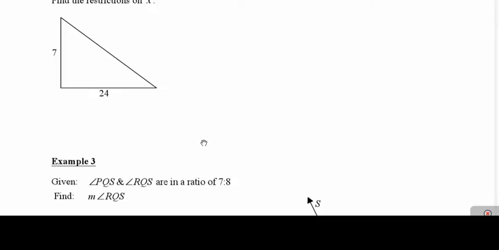In example 2, we are also going to use the triangle inequality theorem to find the restrictions on side x. If we are given that two of the sides of the triangle are 7 and 24, then there's a couple things we must consider. 7 plus 24 must be greater than the third side, which is x. So this will give us one of our restrictions. And we know that sum, 7 plus 24, is 31, so x cannot be greater than 31. Otherwise, it would not satisfy the triangle inequality theorem.